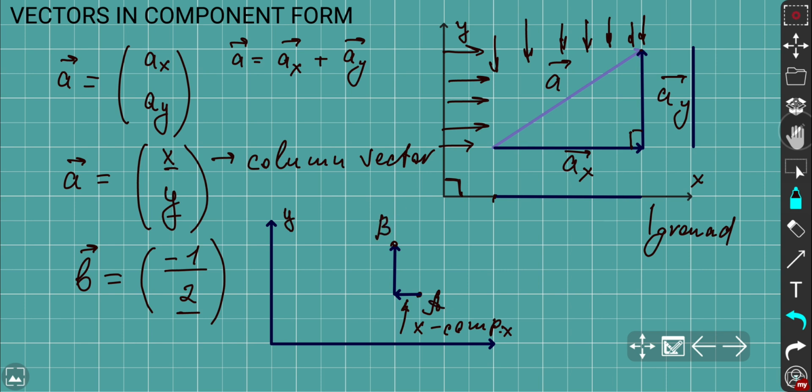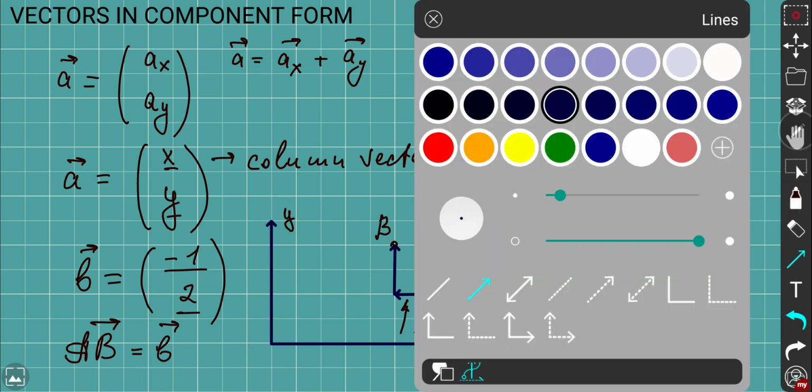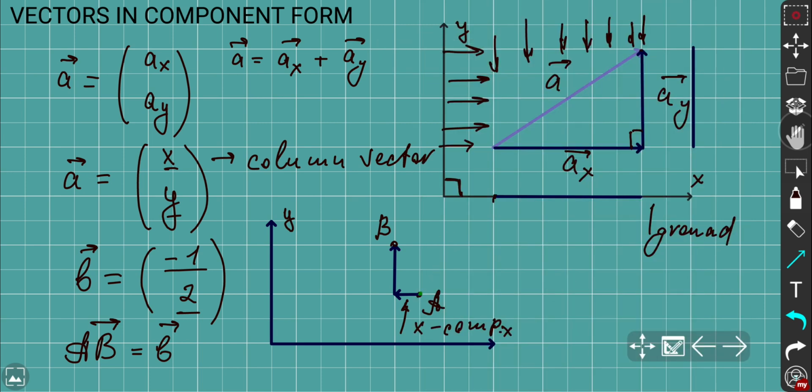So what can you say about this? We have now arranged the vector AB, which is here, which is equal to our vector b. So that's how we can set up vector b in the component form. And if I use the green one, I just simply connect the starting point and the ending point, and that's how I can arrange vector b.